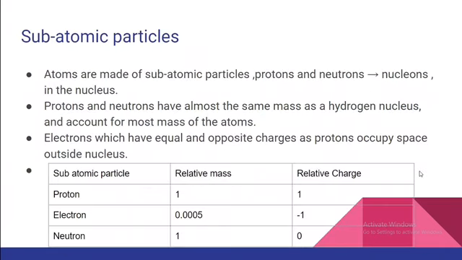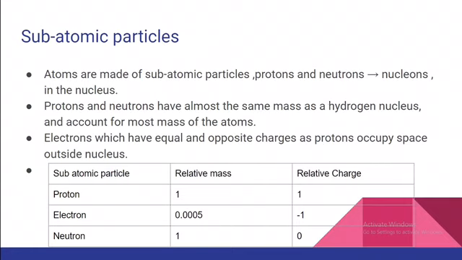Now we will be looking into subatomic particles. The atoms are made up of subatomic particles called protons, neutrons, and electrons. Protons and neutrons together are present in the nucleus, and they are collectively referred to as nucleons. Protons and neutrons have almost the same mass, and that is equal to the hydrogen nucleus's mass because hydrogen only has one proton.